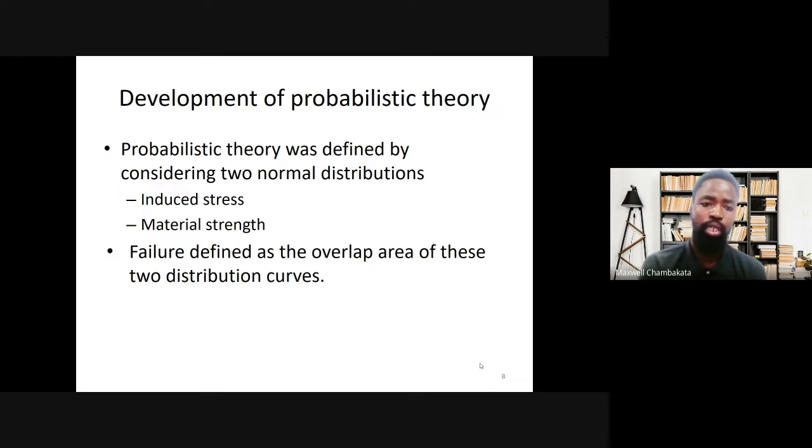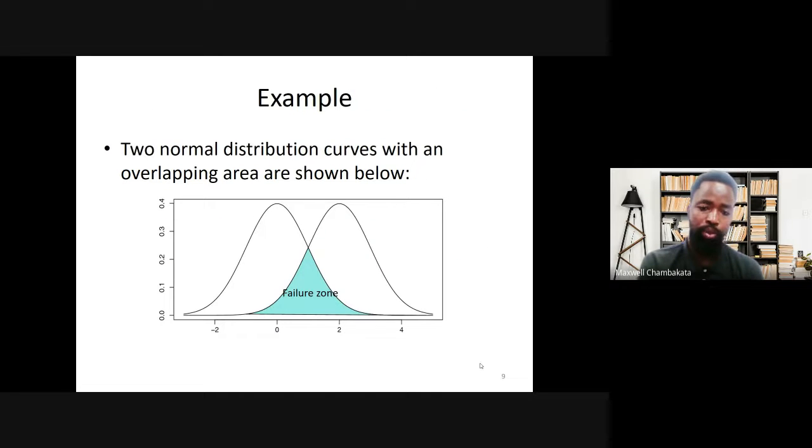Development of probabilistic theory. Probabilistic theory in this case was defined by considering two normal distributions: induced stress and material strength. Failure was defined as an overlap of these two normal distributions, as illustrated in this figure here. You see the overlap area between the two normal distributions is what we are defining as the failure zone.